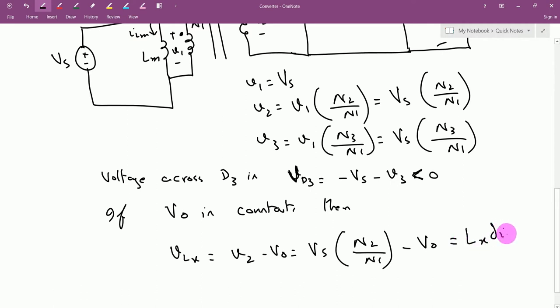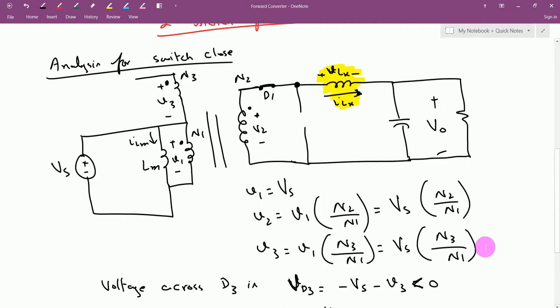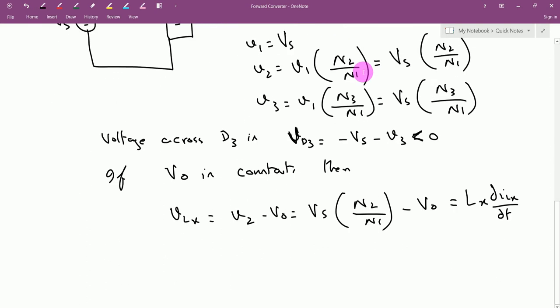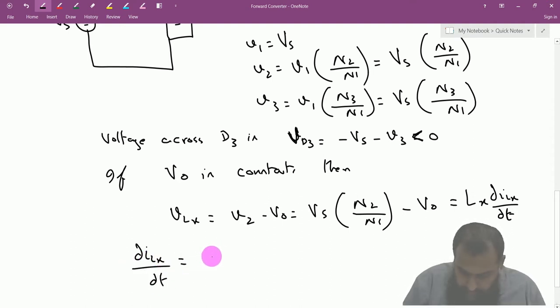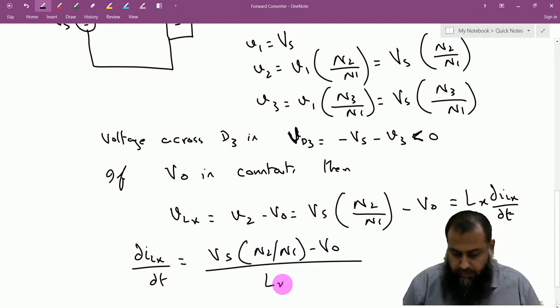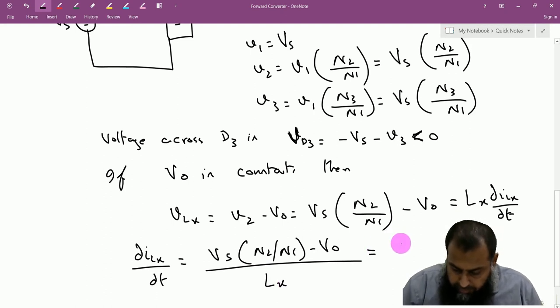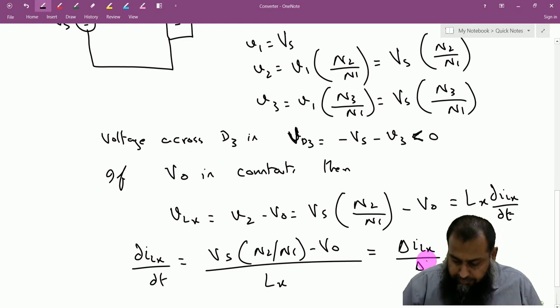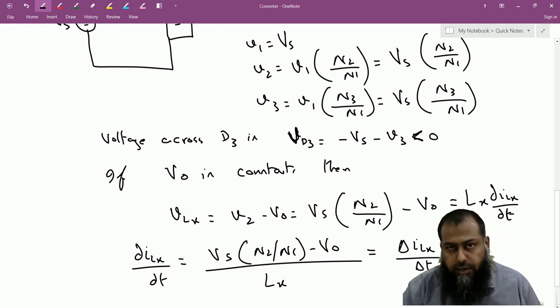LX dILX over dt, which is a standard expression for the voltage across the inductor, that V is equal to L di over dt. Now, because this is the voltage across the inductance LX, therefore it is written as LX dILX over dt. Now, based on this, dILX over dt becomes equal to Vs N2 over N1 minus V0 over LX. And that is equal to delta ILX over delta t. That is during the time when we turn on this particular switch.